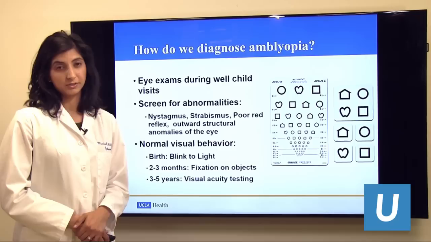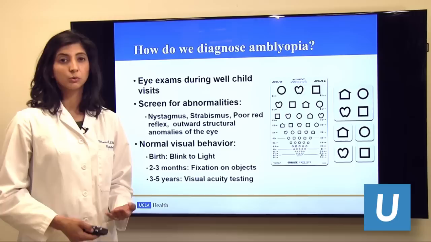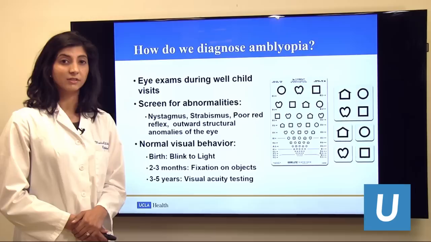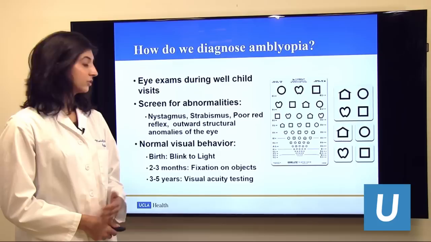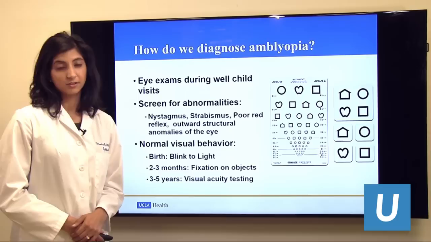So how do we diagnose amblyopia? As you can imagine, diagnosing any type of vision disorder in a child is very challenging because they can't tell us when there's something wrong with their eyes or something wrong with their vision. So we're very reliant upon the signs and symptoms of vision problems being picked up by parents or primary care providers. And one of the ways that we really do this is through well-child visits. During every well-child visit, your primary care provider is taking a look at your child's eyes and screening for various ocular problems. So some of the things that they're looking for is nystagmus, which is an involuntary shaking of the eyes, strabismus, a poor pupillary reflex, and any other structural abnormalities of the eyes.